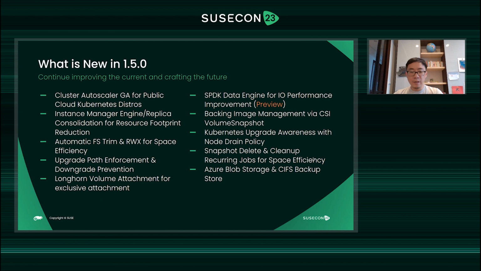backup store support. As I said at the beginning, Longhorn supports NFS and S3 compatible backup stores. And right now, we can support Azure Blob Storage and CIFS to fulfill different scenarios and different backup strategies by users. So this is what's new in 1.5.0.